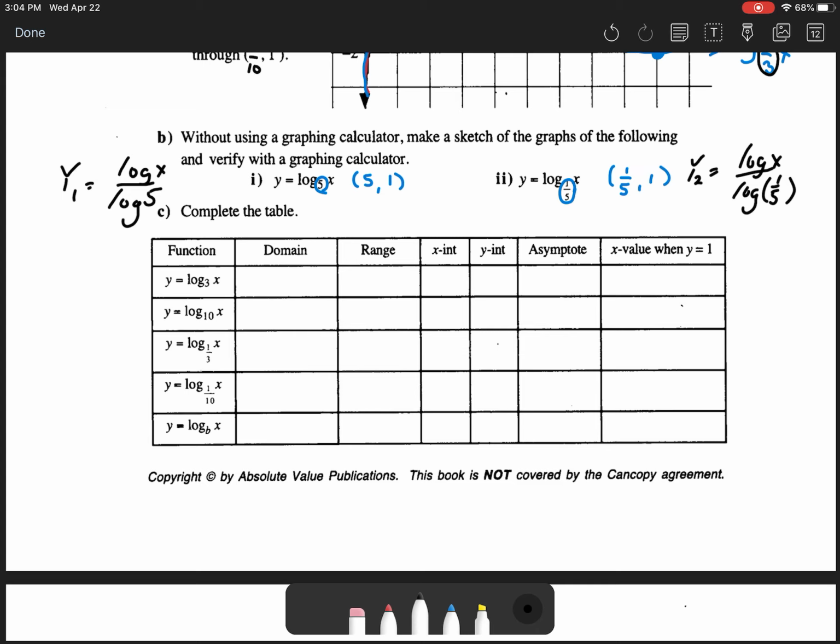Now, we're going to complete the table based on all of those graphs that I just graphed above in part 1A. So fill in the table.